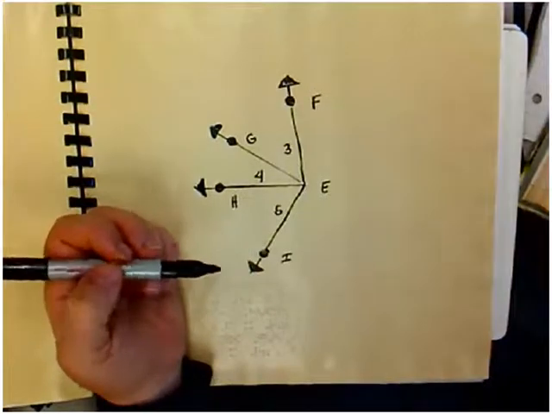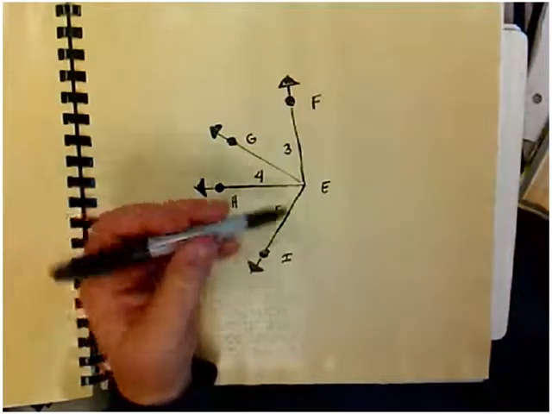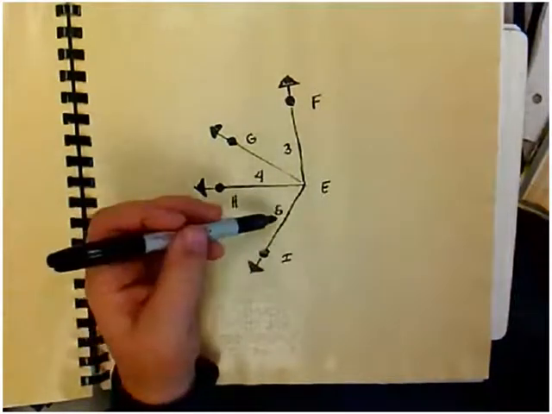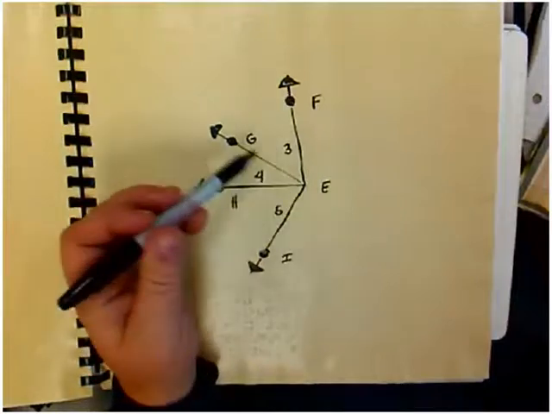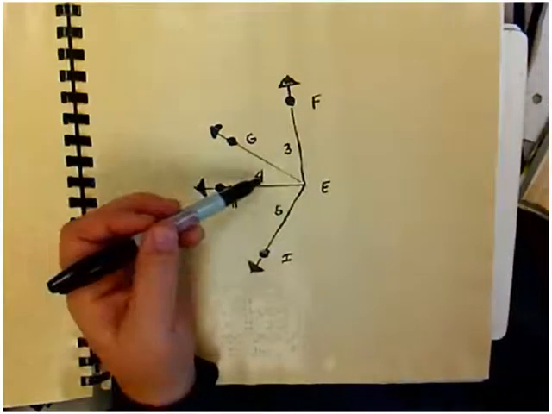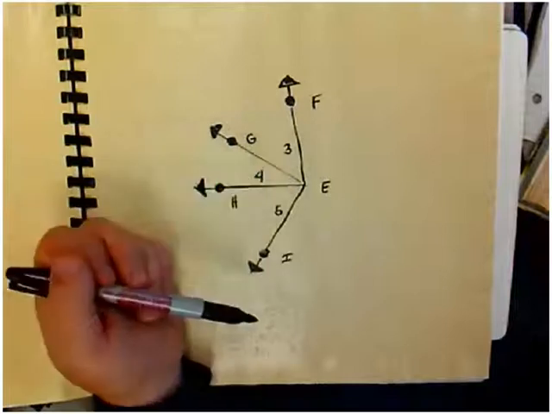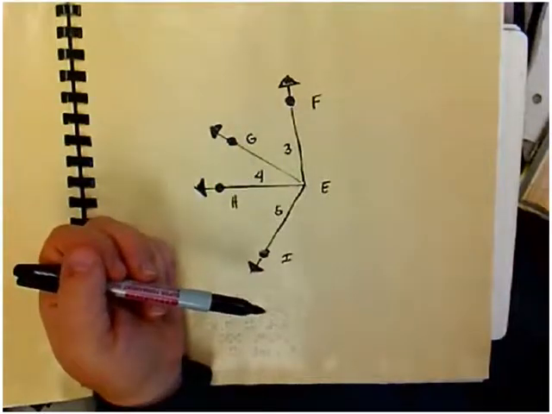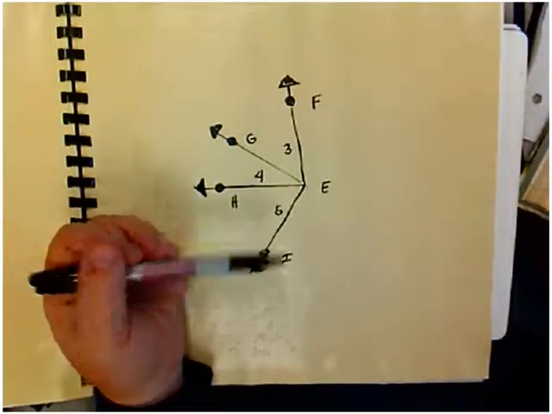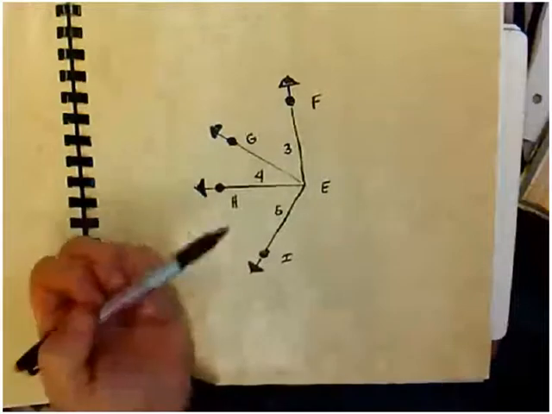Did you find all those? Yep. So IEH or HEI is 5. HEG or GEH is 4. And GEF or FEG is 3. Right? So we got our way around the picture. We found everything. There's no exterior points.